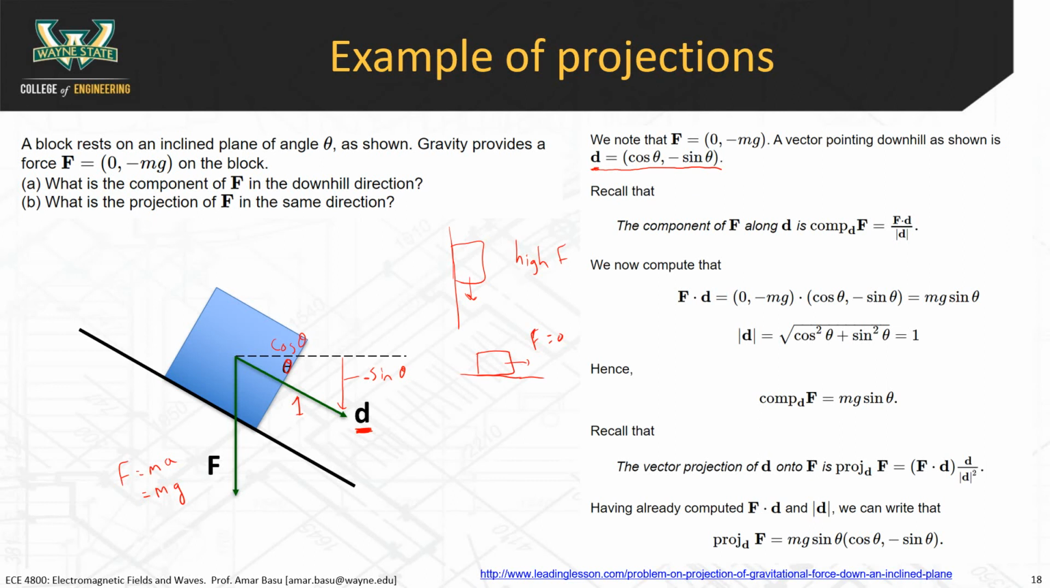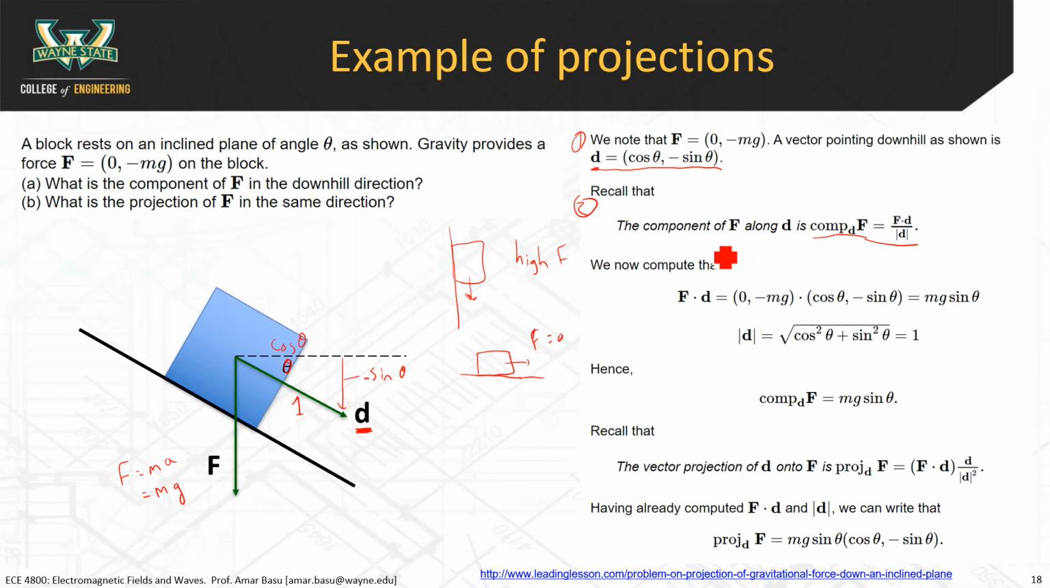So this is step 1. The next step is finding the component. So step 2 is finding the component of F along D. Okay, and then as we found on the last slide, the component of F on D is equal to F dot D over the magnitude of D. All right, so that's relatively easy to calculate.